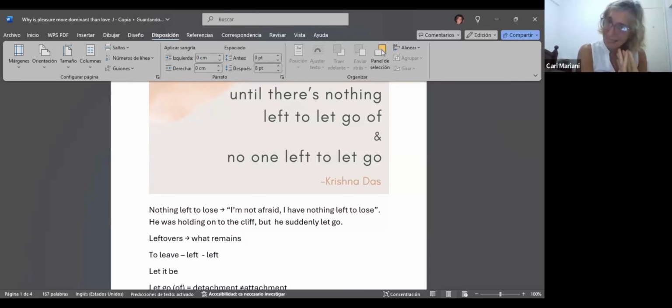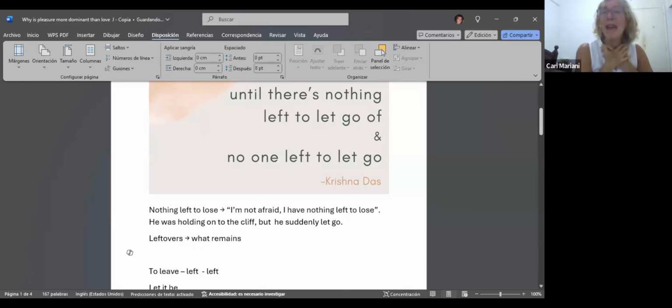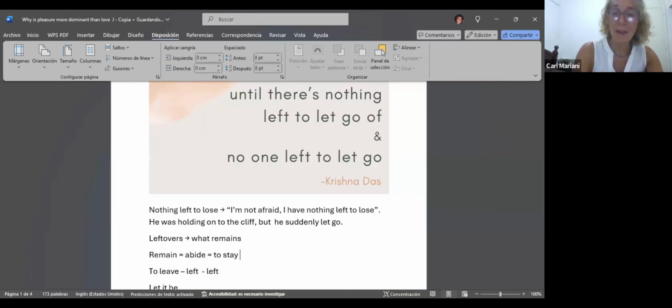Vieron que remain is another verb that we use so much. Mooji uses it. Remain is to remain in our heart, to remain as the self, or to abide. Remain is a synonym of abide, or to stay, or to be established in your heart. Okay.